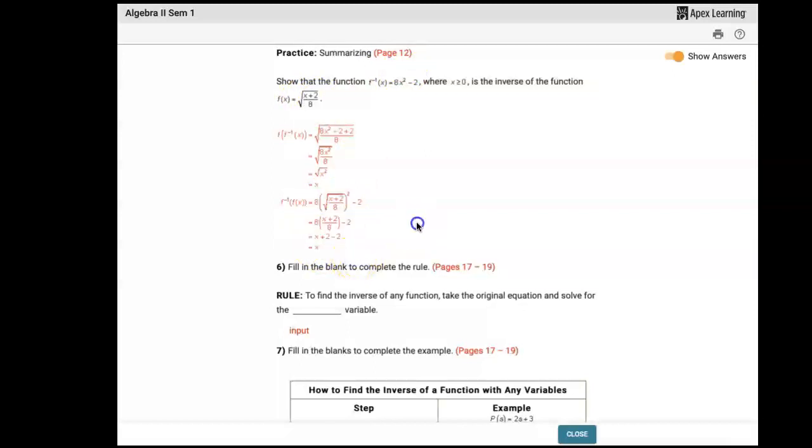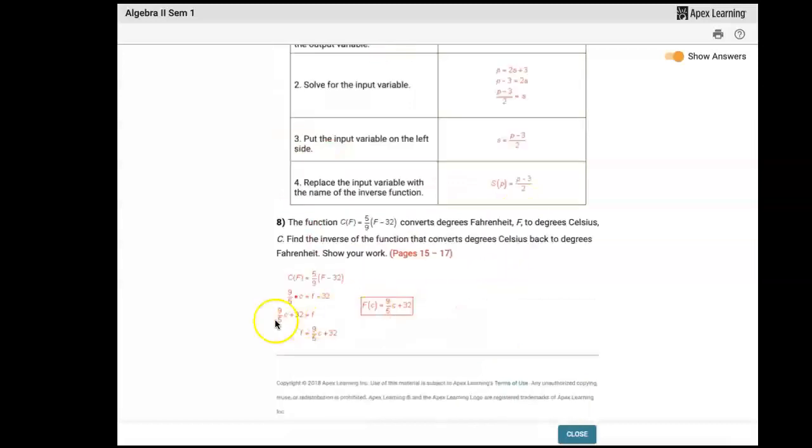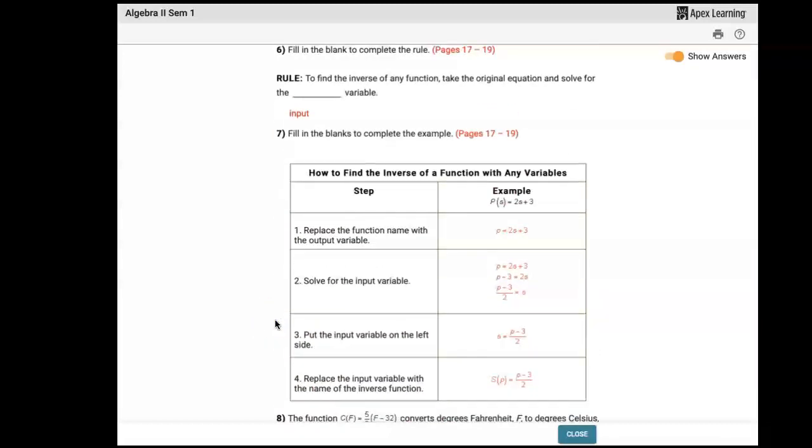All right, and then finally here, fill in the blank to complete the rule. To find the inverse of any function, take the original equation and solve for the input variable. Right, we solve for the input variable. So what that looks like here is replacing the function name with the output variable. So the function right here is p of s. We're going to replace that with what we're actually solving for, which was p, right? Then we're going to solve for the input variable. So solve for s. We get s by itself.